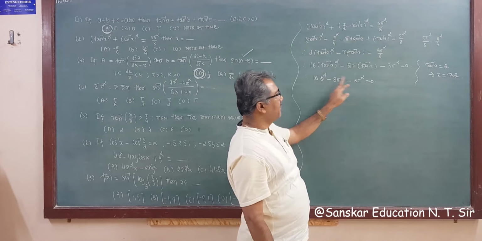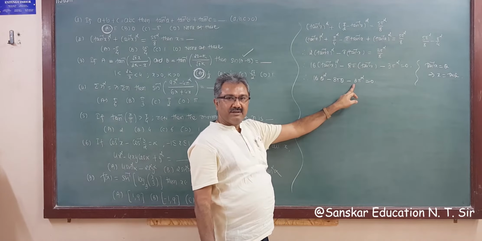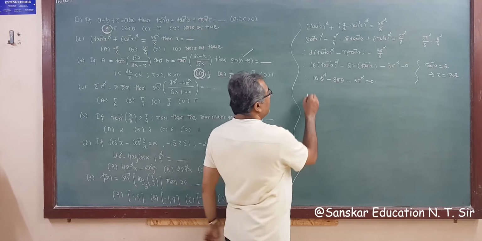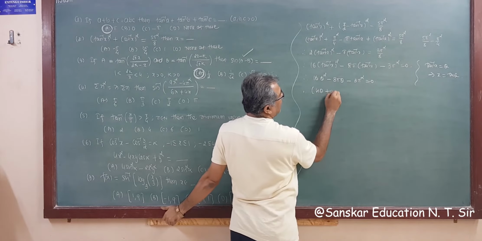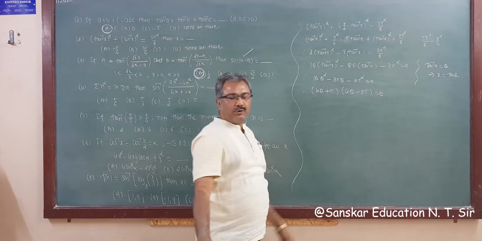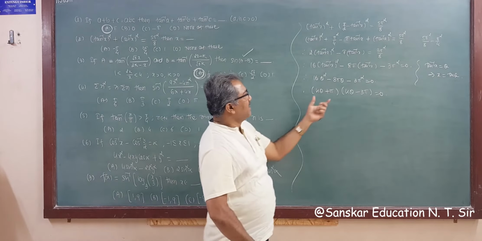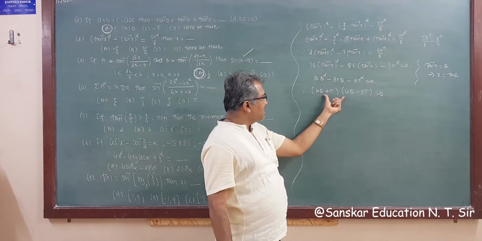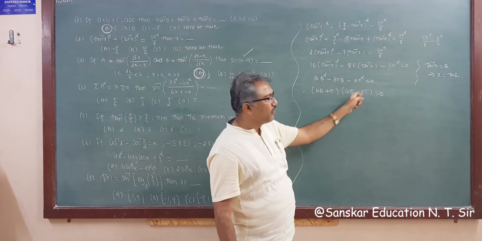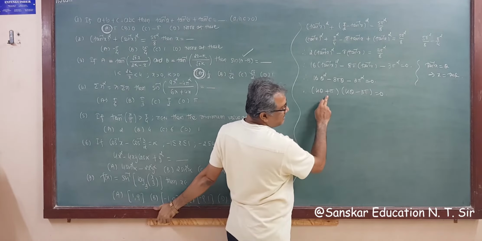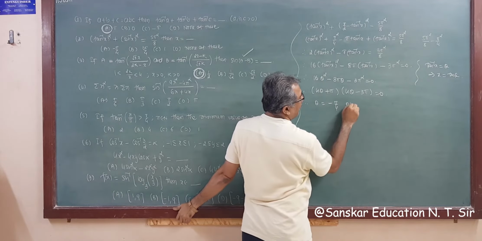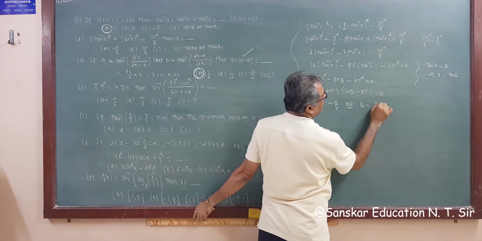Now 16 into 3 is 48, right? So the factors of this are (4 theta plus pi) and (4 theta minus 3 pi) equal to 0. You may factorize this, right? So either 4 theta plus pi is equal to 0 or 4 theta minus 3 pi is equal to 0. So theta is equal to minus pi by 4 or theta is equal to 3 pi by 4.